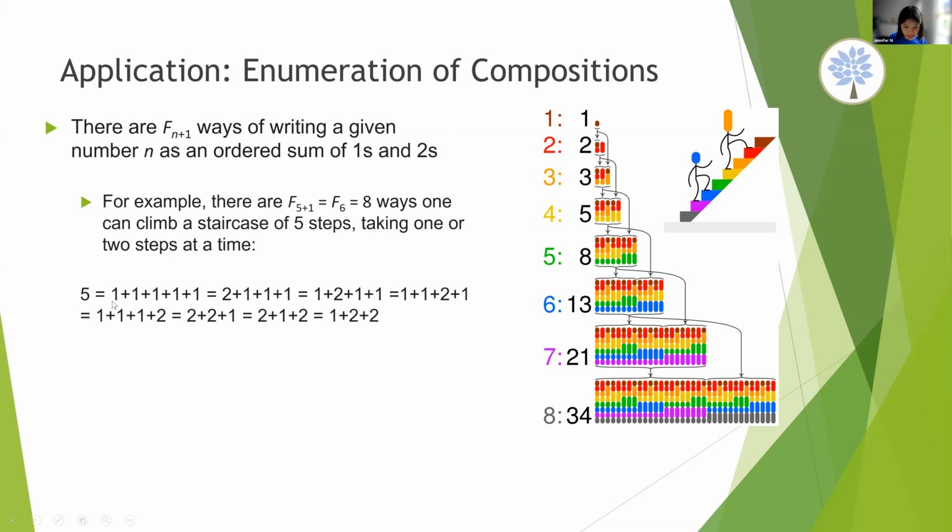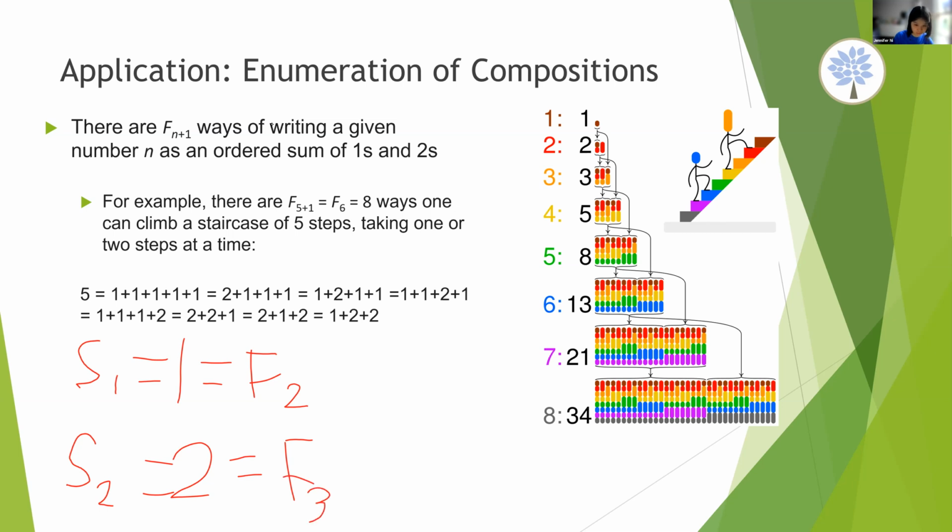And you can see that this holds for any number of steps. For one step, there's one way to climb the staircase, which is F2. And for two steps, there are two ways: either go one step at a time or go two steps directly. And that is equal to F3.